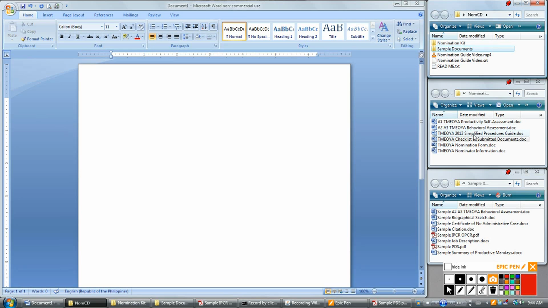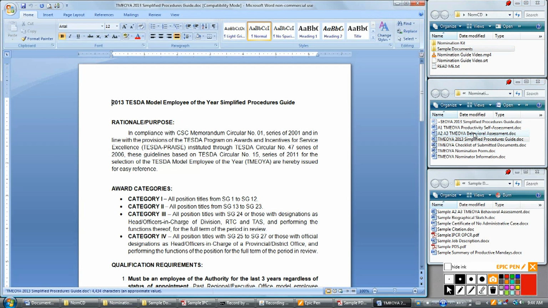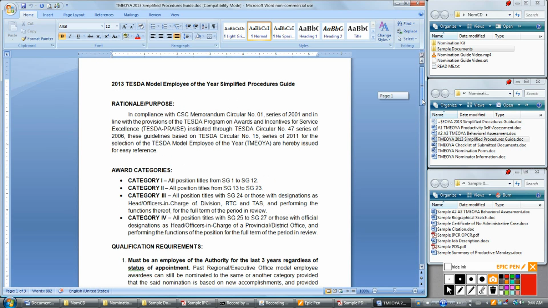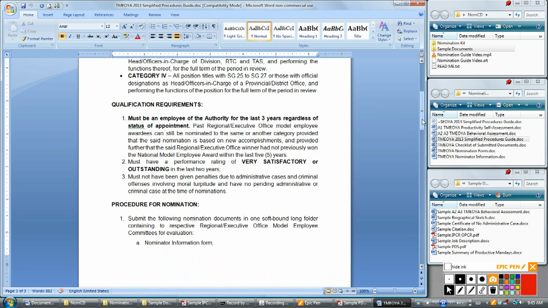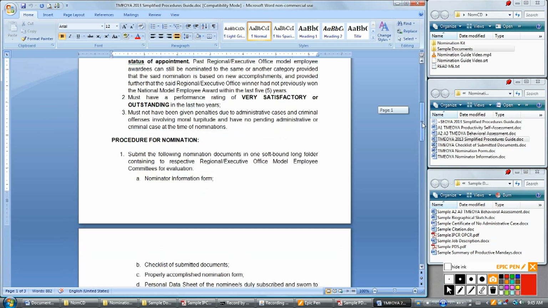Let's start first with the Simplified Procedures Guide. This is based on the TESDA Circular Number 15, Series of 2011, and contains the award categories, the qualification requirements, and the procedure for nomination.